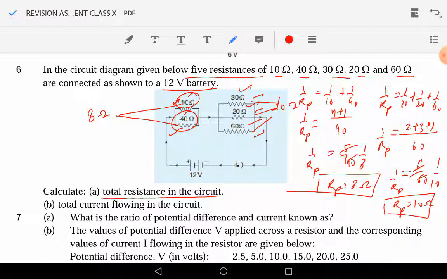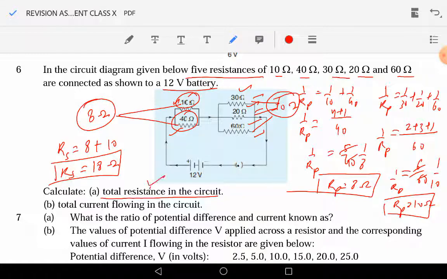Now they both are attached in series with each other. So Rs is equal to 8 plus 10 and the answer comes out to be 18 ohm, right? So this is the total resistance. It was actually a mixed combination having parallel and series both.